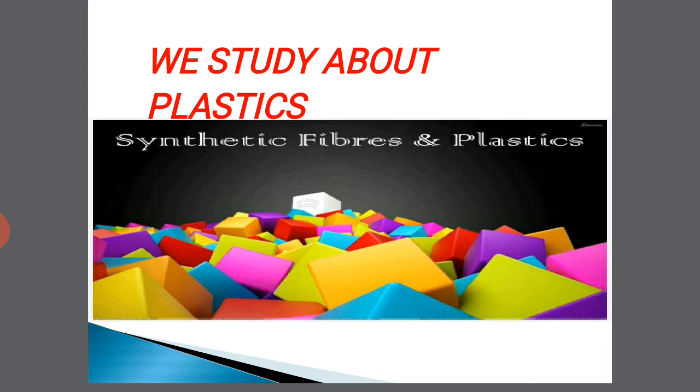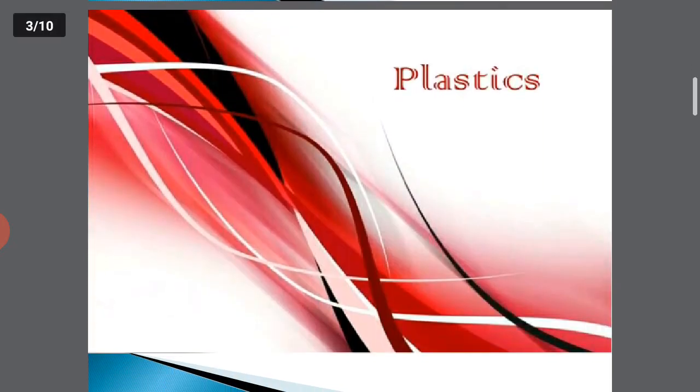The types of fiber we studied over there: polyester, nylon, rayon, acrylic also, and we studied about their advantages, uses, as well as disadvantages also. In this particular part we will study about plastic and its types as well as its harmful effects to the environment. Okay, let's continue our discussion.